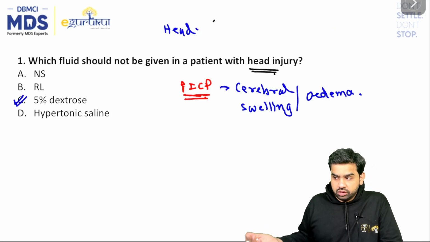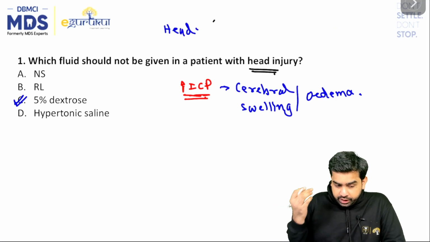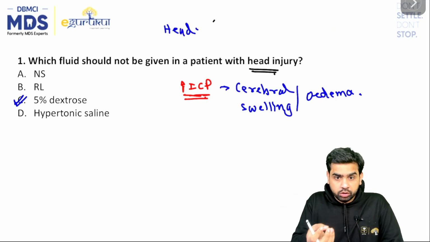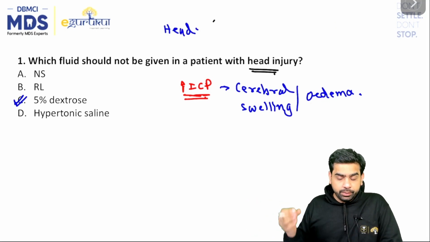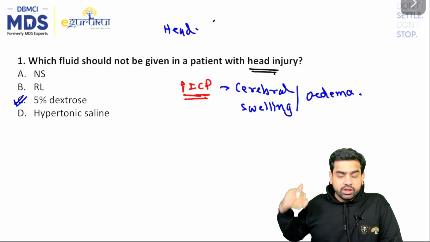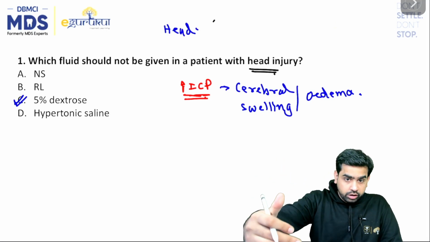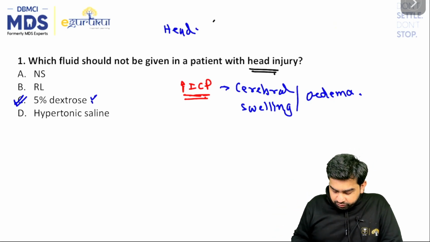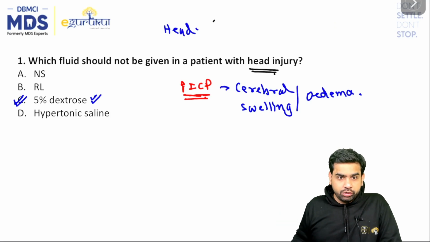5% dextrose consists of just water plus dextrose. Once you give it, the dextrose will be utilized by the body, and all that remains is free fluid without any solutes in it. So what is going to happen? This fluid is going to enter into the interstitial space and the intracellular space. That is going to increase the tissue edema, and that is the reason why 5% dextrose is not given to patients with a head injury. So that is what you need to understand over here.